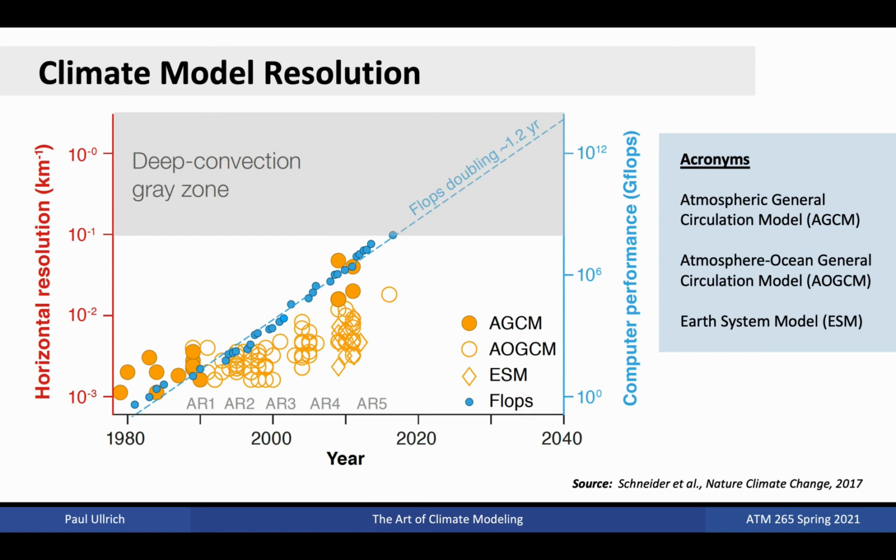Here we see a more detailed plot from Schneider et al. 2017 of how model horizontal resolution has been advancing. Each filled circle represents an atmospheric general circulation model, each open circle a coupled atmosphere-ocean general circulation model, and each open diamond a full Earth system model. The blue line represents the advancing supercomputer performance of these supercomputer systems. This further emphasizes how our climate models are advancing relatively slowly versus available computing power.